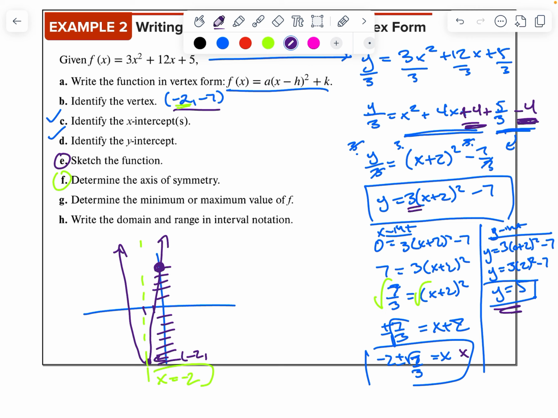The domain, like I said, is always negative infinity to infinity. And then the range, this time, does not go all the way down. It goes down to negative 7 and up to infinity.